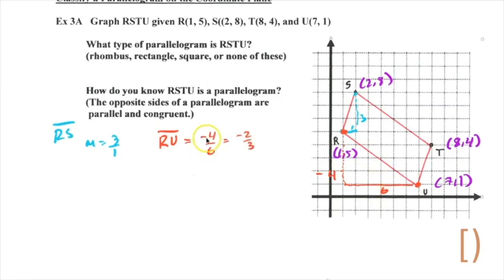If I reduce, I just divided both top and bottom by 2. But look at these two. They are not perpendicular: 3 and negative 2/3. So it's not a rectangle. It's not a rhombus. It's not a square. So it's none of these. It might just be a parallelogram. Let's double check it's a parallelogram.